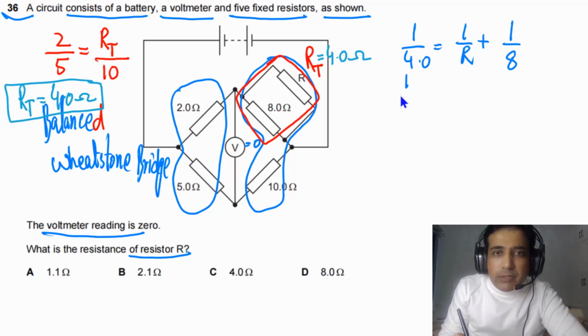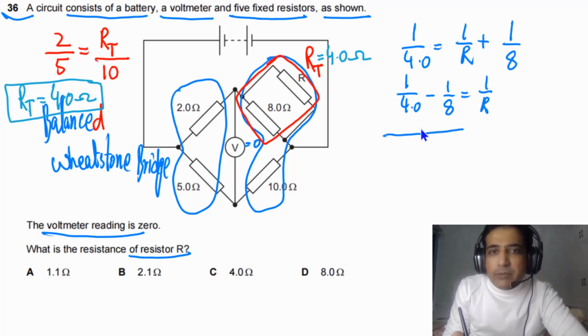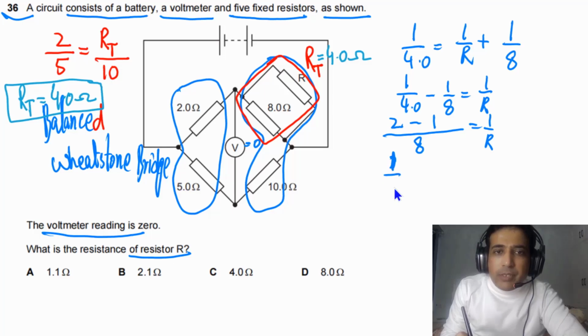So we will say in this case we have 1 over 4.0 minus 1 over 8 is equal to 1 over R. So we can take the LCM here, which is 8. Here we will get 8 divided by 4, 2, minus 1, and this is equal to 1 over R. So 2 minus 1, we will get 1. 1 by 8 is equal to 1 over R. So from here simply we can say R is equal to 8.0 ohms.